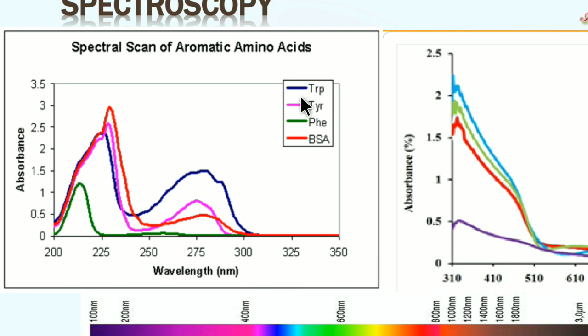In the same manner, the tyrosine is also having 2 peaks. One will be neglected, another will be considered. So 275 nanometers. Here also for the tryptophan 275 nanometers. For bovine serum albumin at 225, it is showing a very high peak of 2.5 absorbance. It is wrong. So bovine serum albumin is also showing a peak at 275 and across.